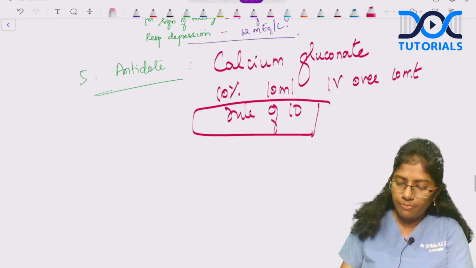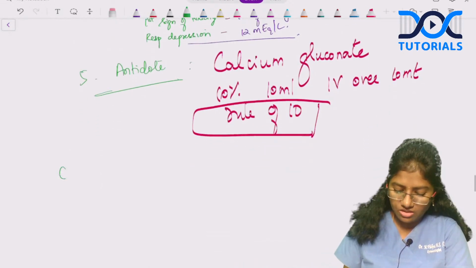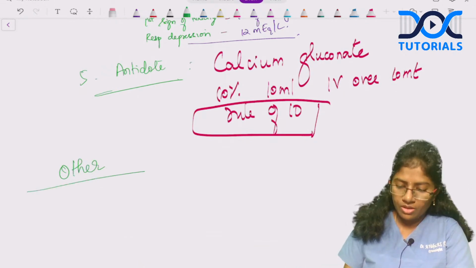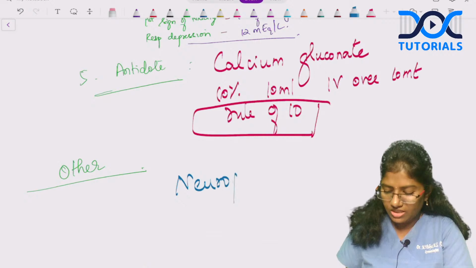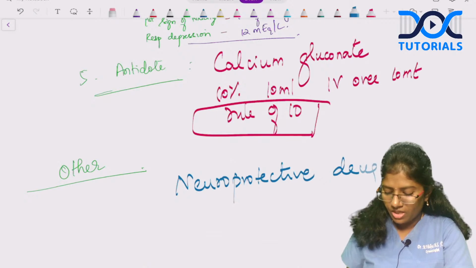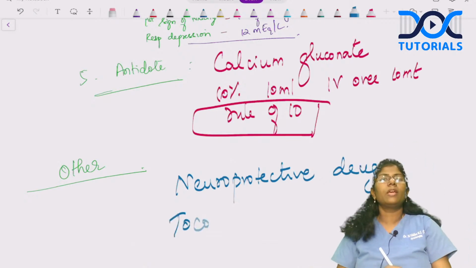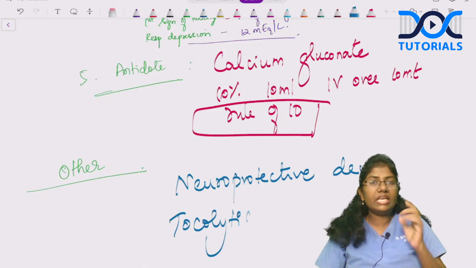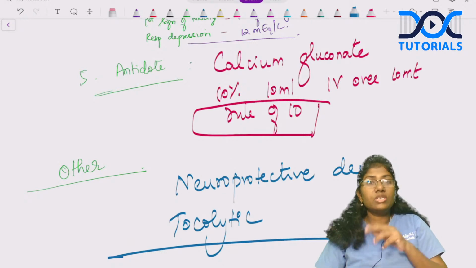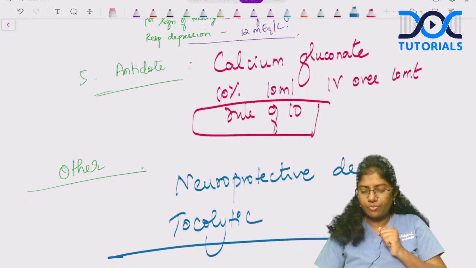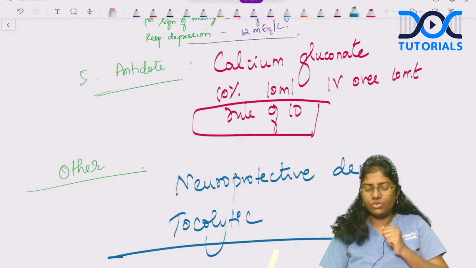What are the other properties of magnesium sulfate? Magnesium sulfate is a neuroprotective drug. Magnesium sulfate is a tocolytic drug. Okay. So, tocolytic effect is seen only in high doses of magnesium sulfate, not in usual doses of magnesium sulfate, not in the dose that we give for anticonvulsant. Okay. It is neuroprotective and it is tocolytic. Is that fine?